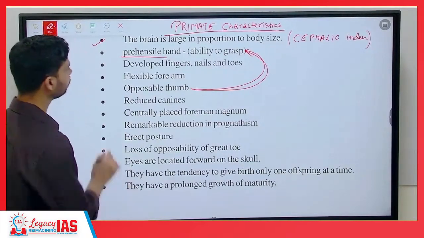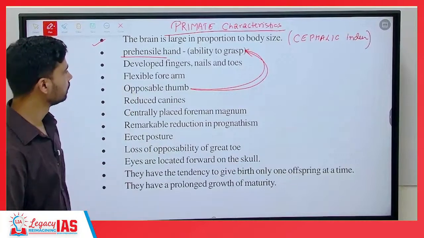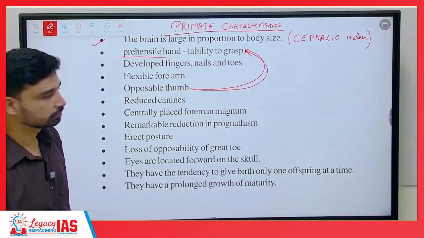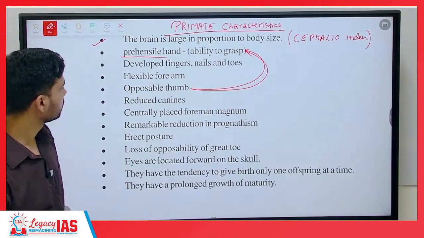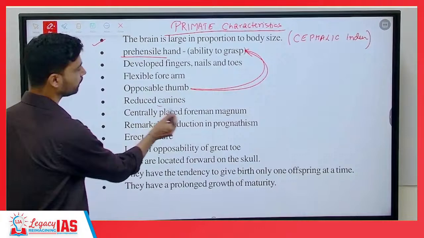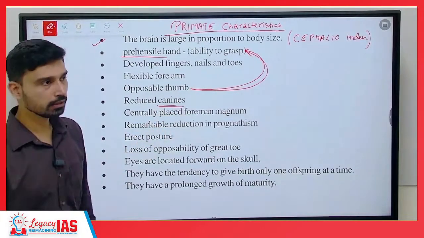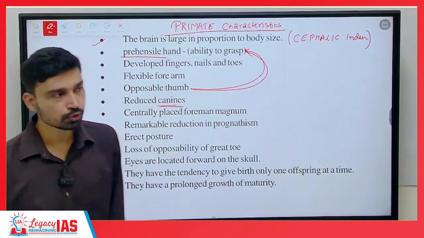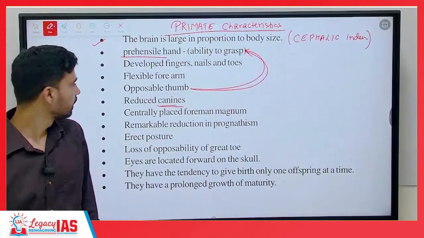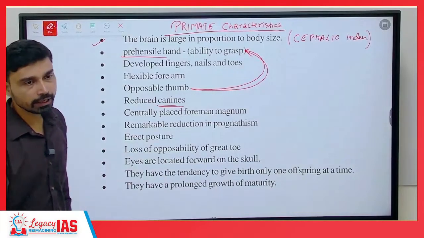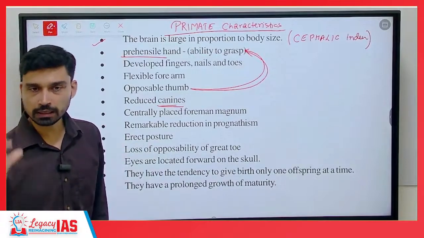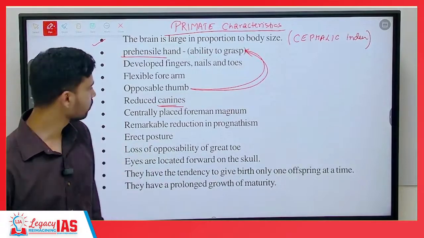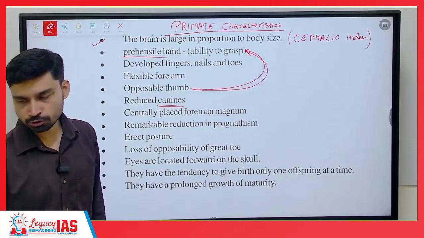We have flexible forearm that can move. Reduced canines. All of you, I think, know what a canine is. It is the sharp tooth that was earlier used to tear raw flesh and all. So as the diet pattern of the primate changed, the requirement of big, large canines was not so much. So canine has reduced in size.